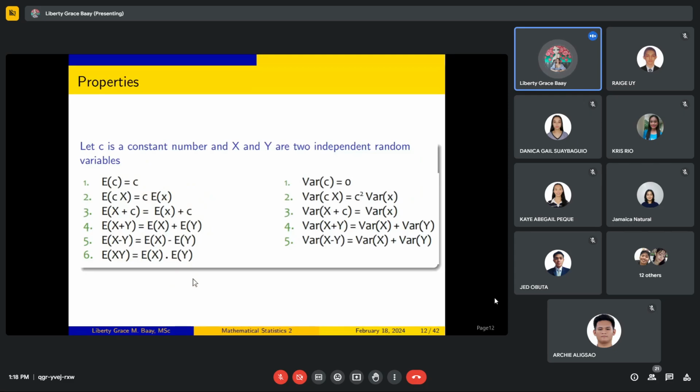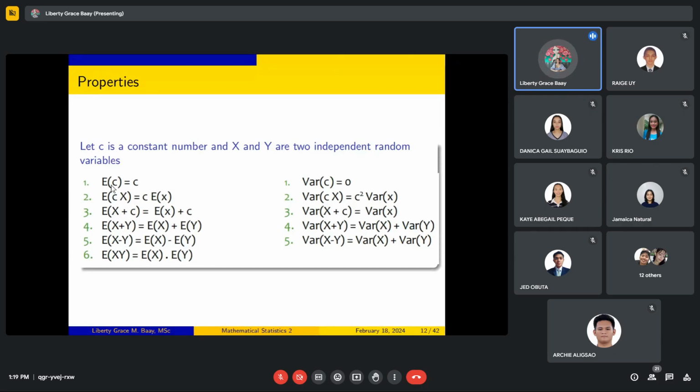So we have some properties. Di ba na-remember ko na for your pretest, gipa-solve ang na-apply diri sa mga properties katong in getting what is the expected value of 2x, y, and the variance of x minus y. Okay, so let c be a constant number, and x and y are two independent random variables. So these are some properties.